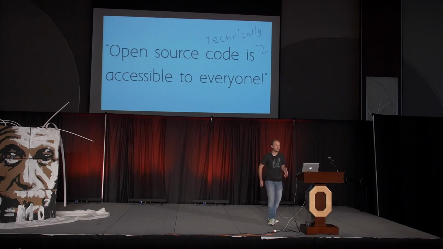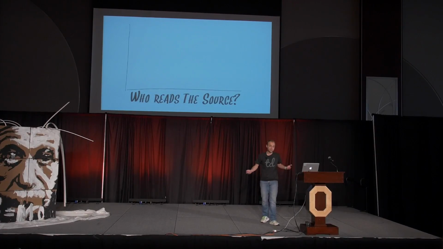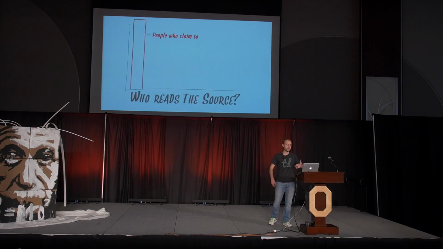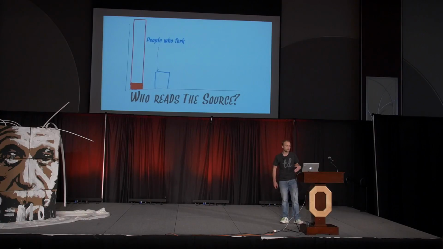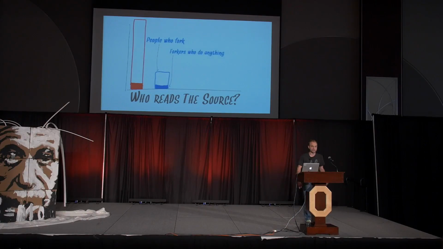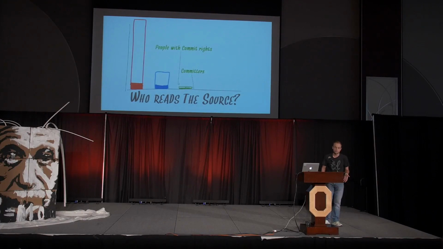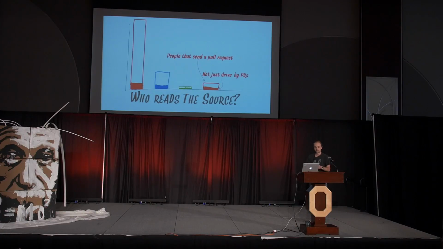But that's only technically true that the source code is accessible to everyone, because it depends on people actually reading it. So if you ask who actually reads the source code of all of these myriad dependencies, you have a very large group of people who claim to read source code, and then the very small minority of people who actually read source code. You have the people who fork a given project, and the tiny, tiny minority of people who actually do anything with their fork. You have people who have commit rights to a project, and then the one person on the project who does all the work. You have people that send a pull request, but then the very tiny group that are anything more than just drive-by pull requests and patches.